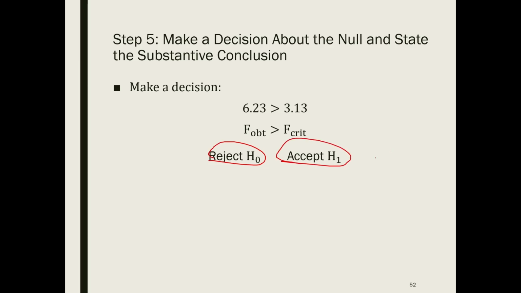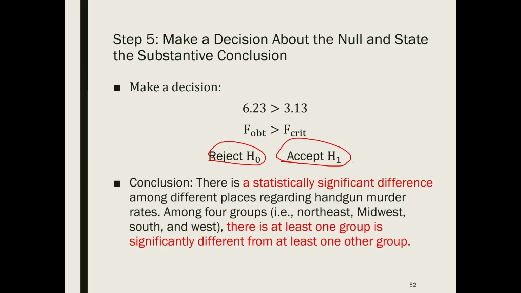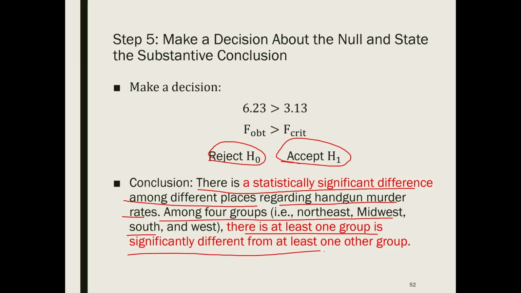What is the alternative hypothesis? Some population means are different from some other population means. Remember, there is no particular indication of which group is different from which group. It's just that some of them are significantly different from some others. So the conclusion is there is a significant difference among different places regarding handgun murder. Among the 4 groups, Northeast, Midwest, South, and West, at least one group is significantly different from at least one other group.